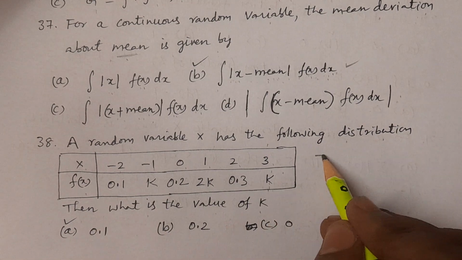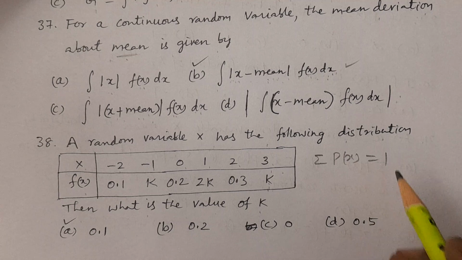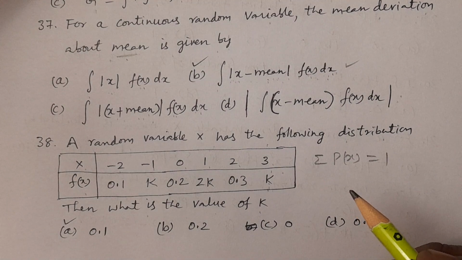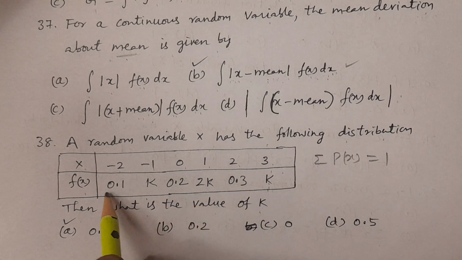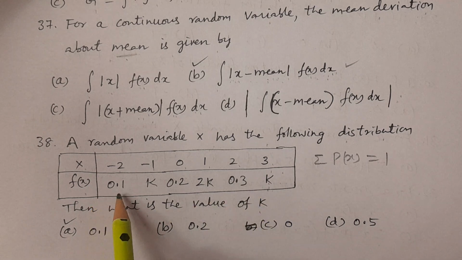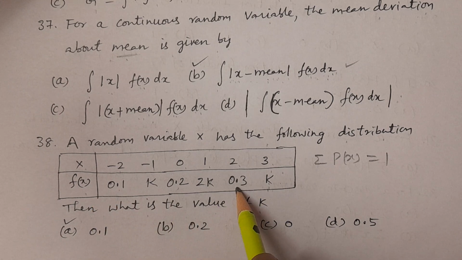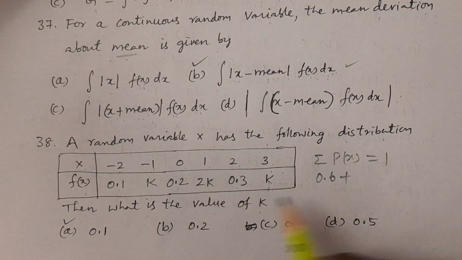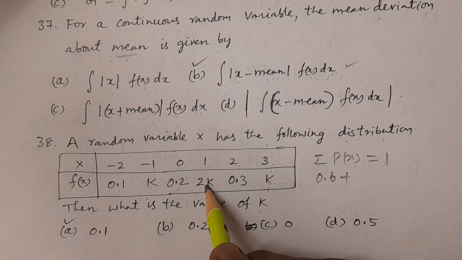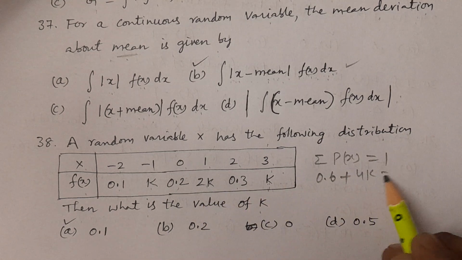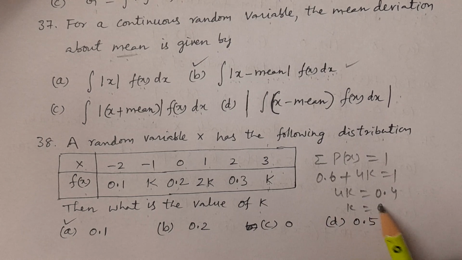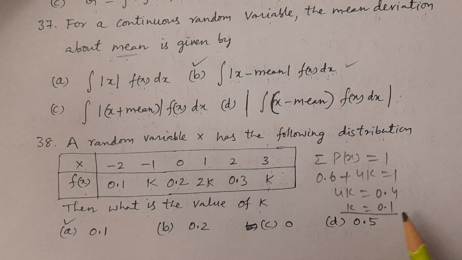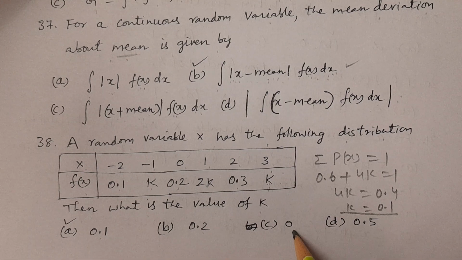A simple formula: you apply summation p of x is equal to 1. Apply this condition. Total probability is unity. That is the second property of probability mass function. So you add all these probabilities. I am adding 0.1 plus 0.2 plus 0.3. Hence it is 0.6 plus k plus 2k. That is 3k plus k, 4k. 4k is equal to 1. Therefore 4k is equal to 1 minus 0.6, it is 0.4. Therefore, k is equal to 0.1. Clear? This is very simple. The answers are 0.1, 0.2, 0, 0.5. The answer is option A, 0.1.